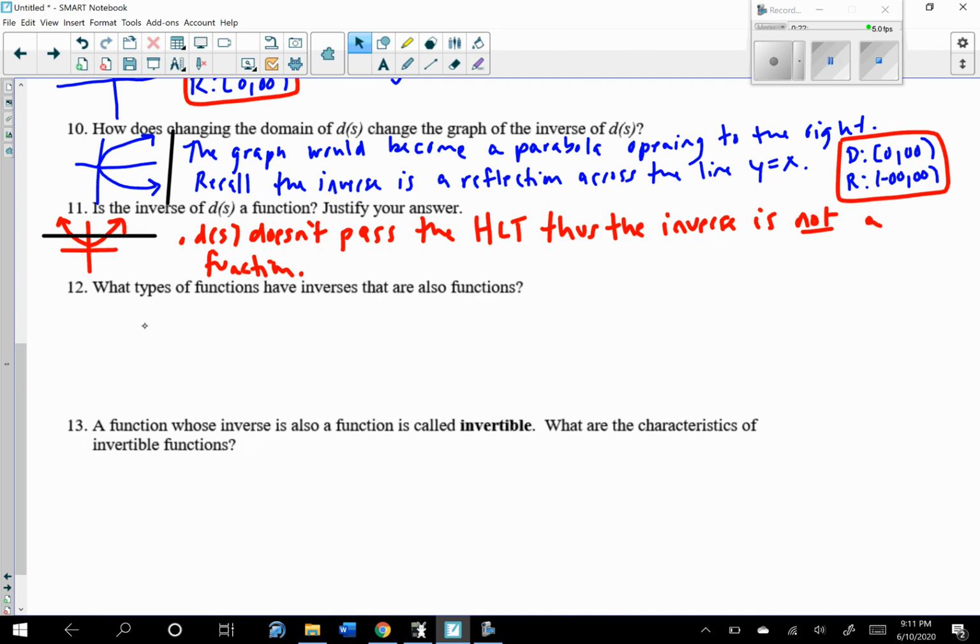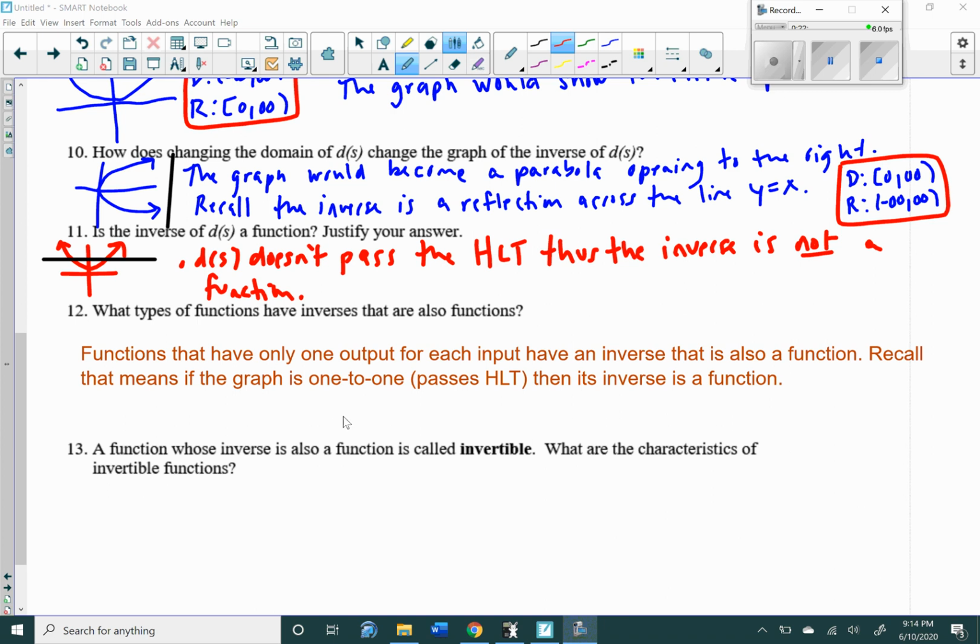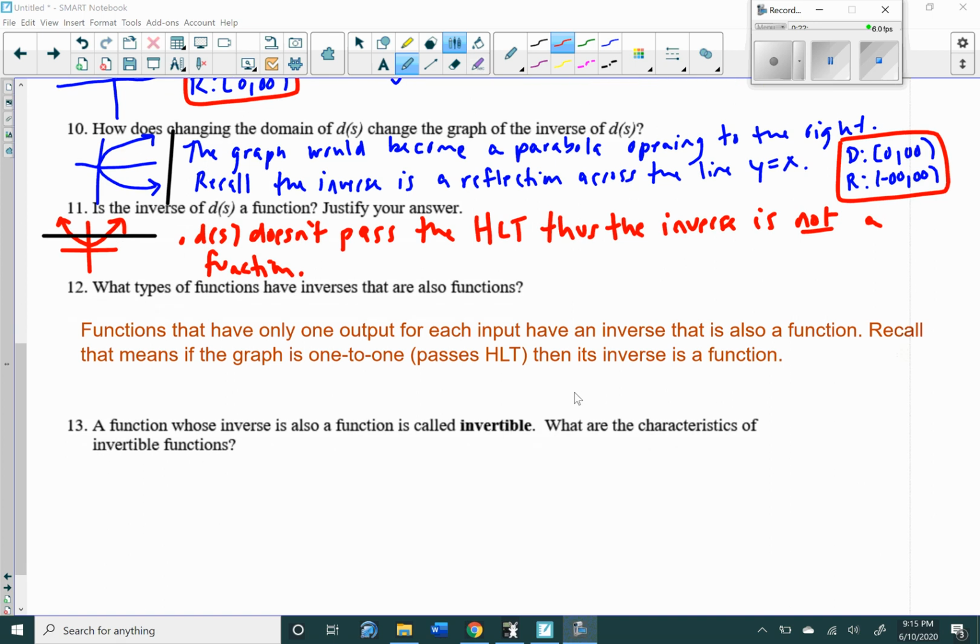For the next one, it says, what types of functions have inverses that are also functions? Recall, functions that have only one output for each input have an inverse that is also a function. Remember, we talked about one-to-one functions the other day. That means that if the graph is one-to-one, which means it passes the horizontal line test, then its inverse is a function.